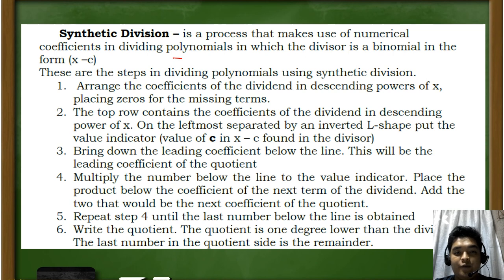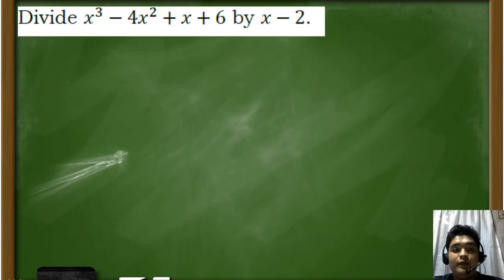Then repeat step 4 until the last number below the line is obtained. Then write the quotient. The quotient is 1 degree lower than the dividend. The last number in the quotient side is the remainder. Okay, so let's apply these steps.